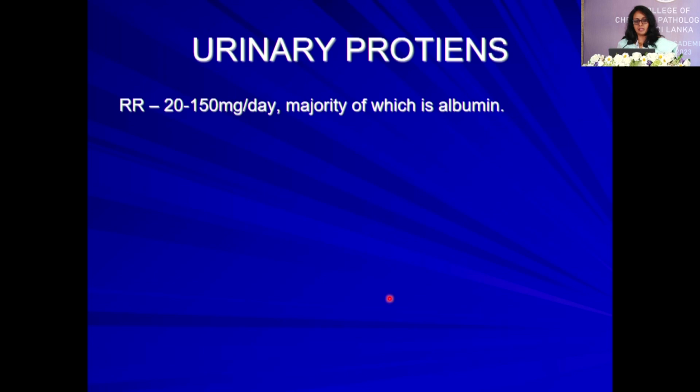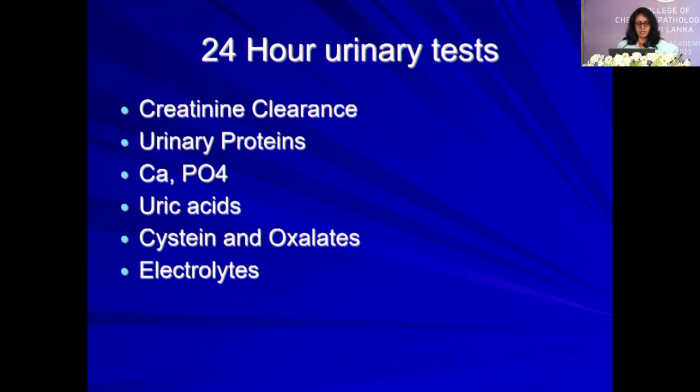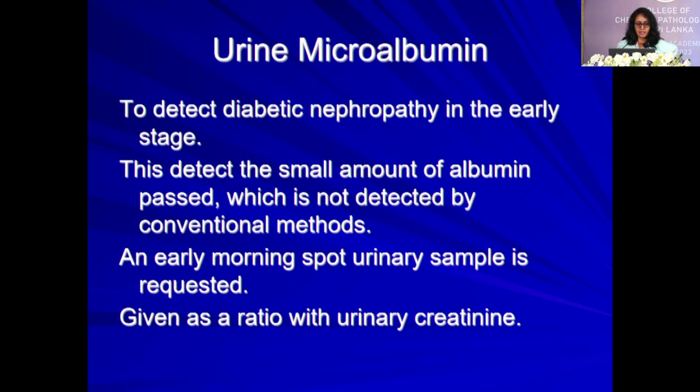For urinary proteins, the reference range is 20 to 150 milligrams per day, the majority of which is albumin. In a 24-hour urinary test, we can do creatinine clearance, urine proteins, urine calcium and phosphate, uric acid, cysteine and oxalates, and electrolytes also. Urine microalbumin is detected in diabetic nephropathy in early stages.